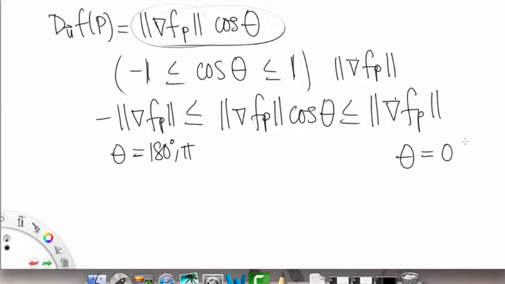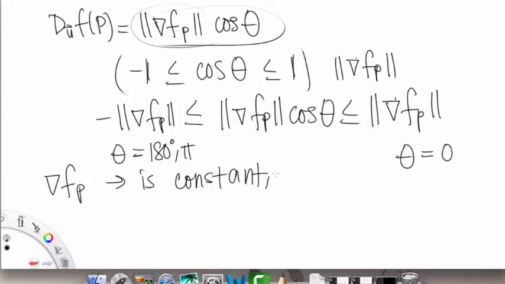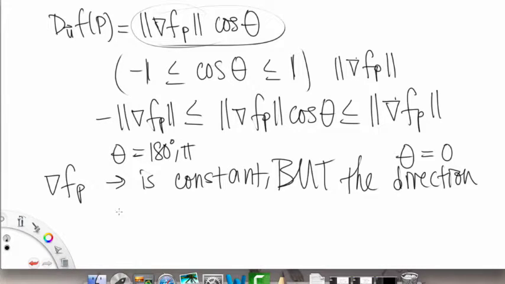So something important to note is that the gradient of f at a point p is constant, but the direction of our unit vector u can change or move around.